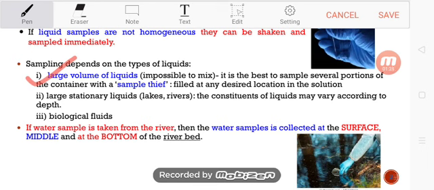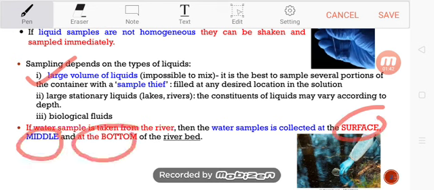And then if, let's say, you deal with a large stationary liquid such as lakes and rivers, the constituents of the liquid may vary according to depth. So what you should do is the water sample is collected at the surface, middle, and at the bottom of the riverbed. Okay, so the second point is settled.